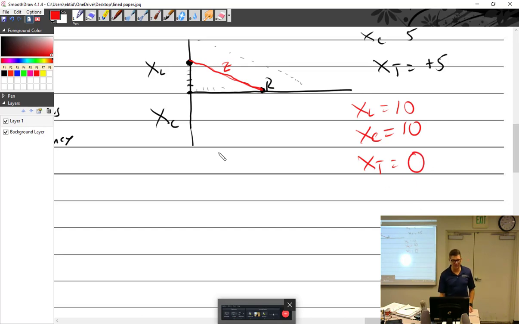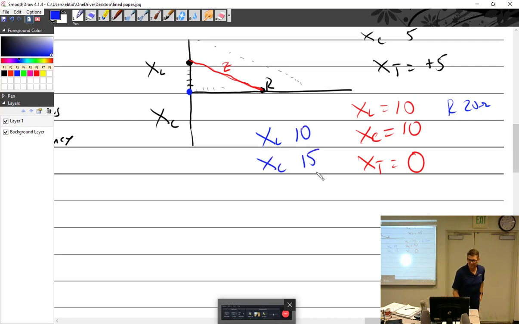All right, so then 0 would be plotted on the line right about there. And if my resistance was 20, what would impedance be? I'll tell you right now: 20. All right, you guys are with me. What if X of L is 10 and X of C is 15? Negative 5. 1, 2, 3, 4, 5.